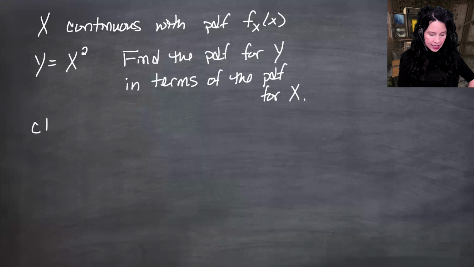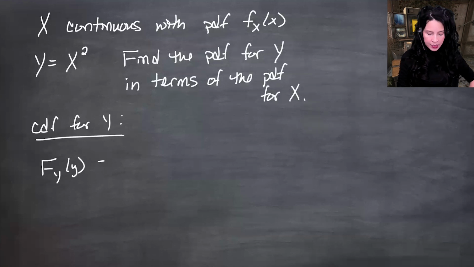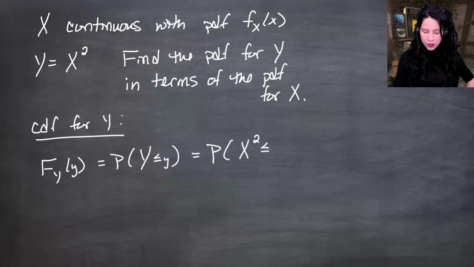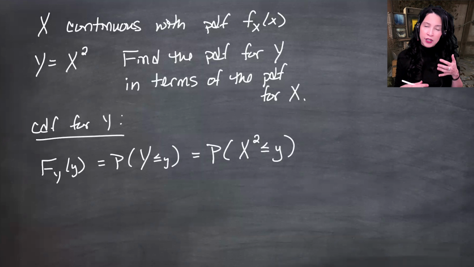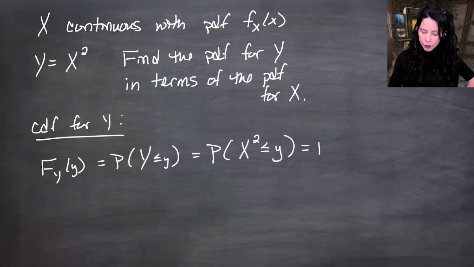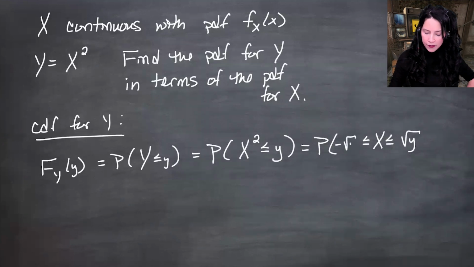I'm going to look at the CDF for y. This is a capital F sub y of y. This is the probability that y is less than or equal to little y. The only thing I know is that y equals x squared. So this is the probability that x squared is less than or equal to little y. And we know things about probabilities for x, but not for x squared. So let's solve for x. This is the same thing as the probability that x is between the negative square root of y and the square root of y.